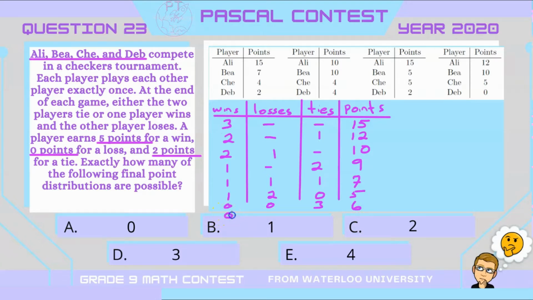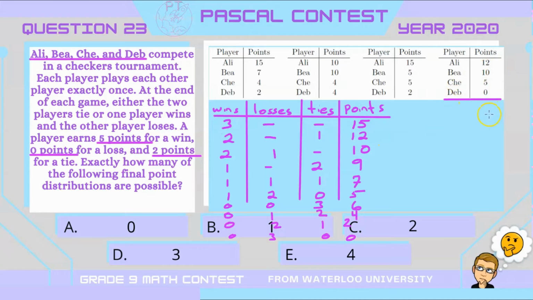But we can have 0, 1, and 2, which is 4 points. 0, 2, and 1, which is 2 points. And we could have all losses, which would be 0 points. So these are all the possible points that we could have. So let's look at this 4th table then.